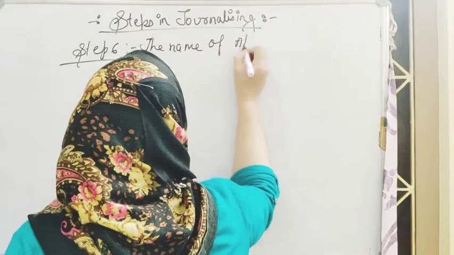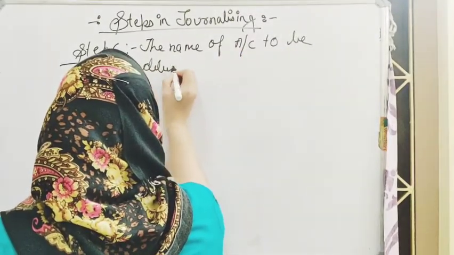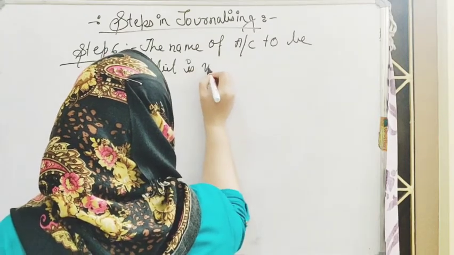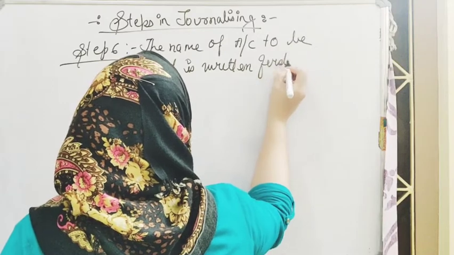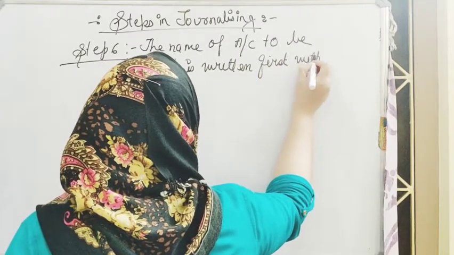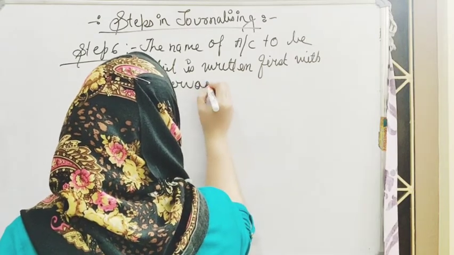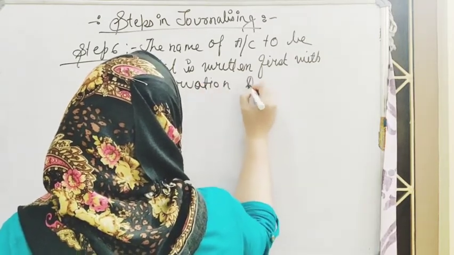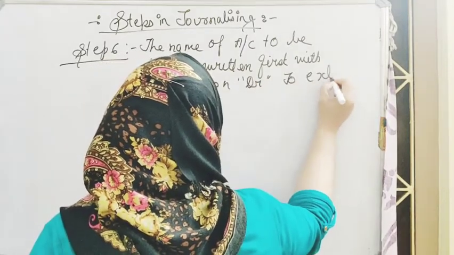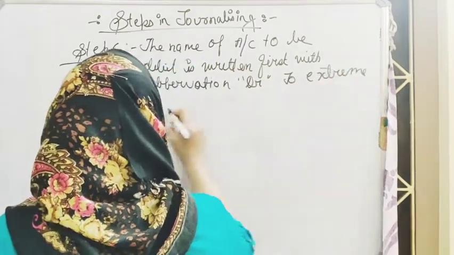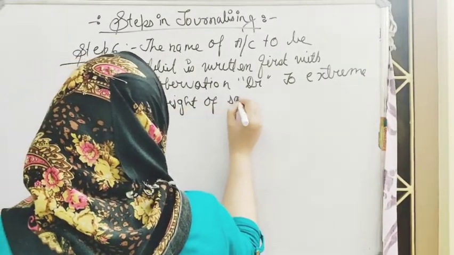Step 6: the name of the account to be debited is written first, with the abbreviation DR, to the extreme right of the same line.